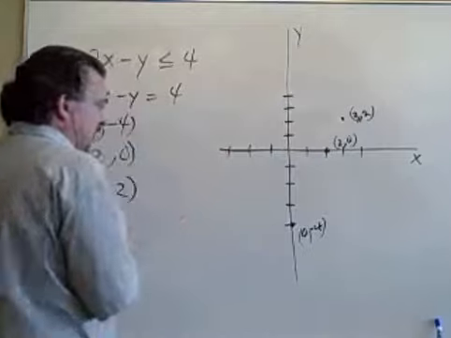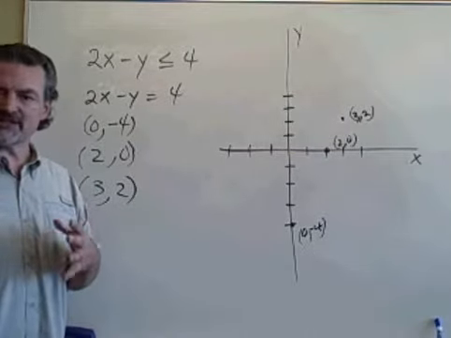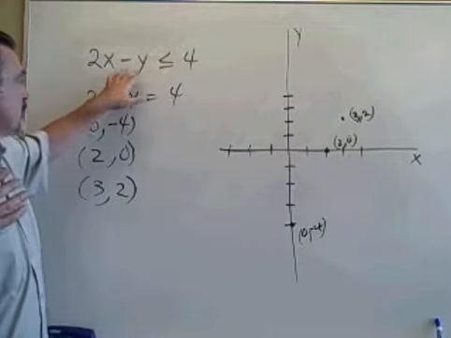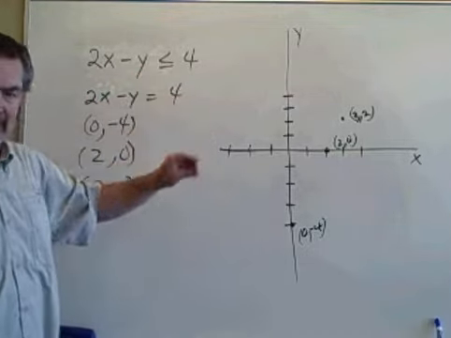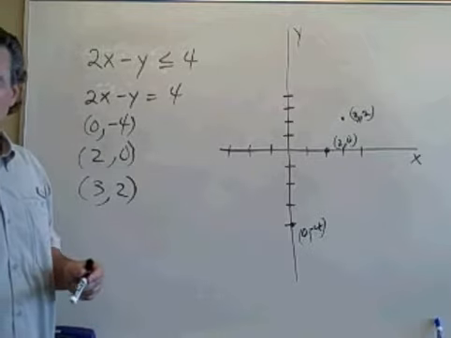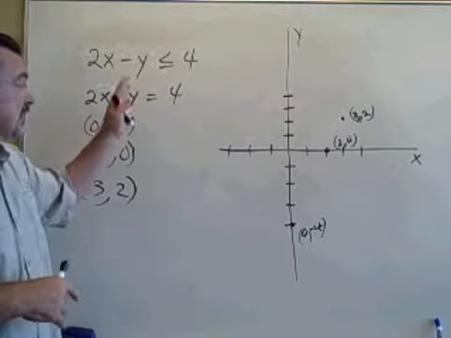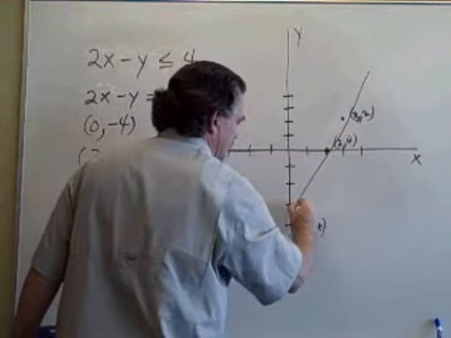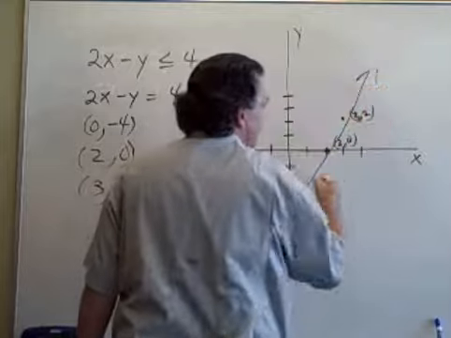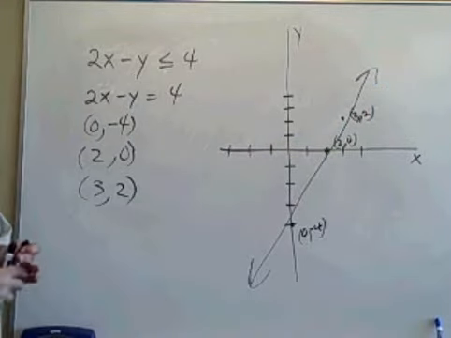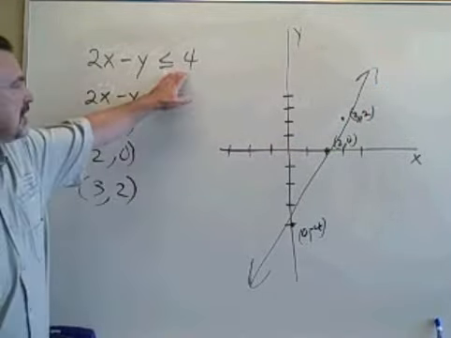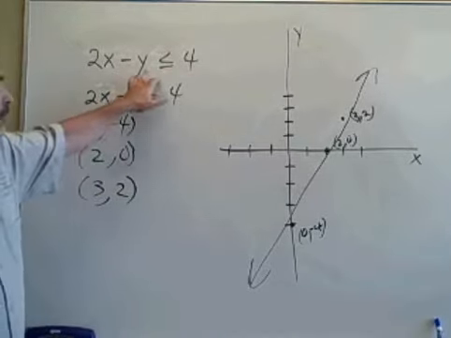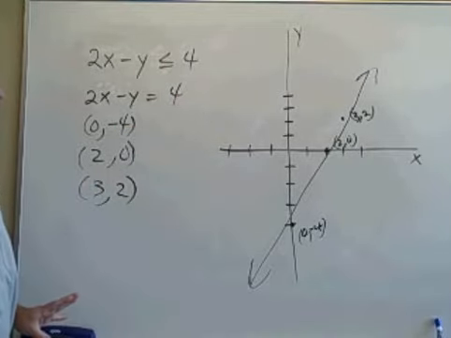Now, do I want to make the line that I'm going to draw solid or dashed? Since I also want the points that make 2x minus y equal to 4, I make the line solid. If we only wanted the points that make it less than 4, we would make the line dashed. Remember, the solid line are the points that make 2x minus y equal to 4, and we want those points, so we make the line solid.